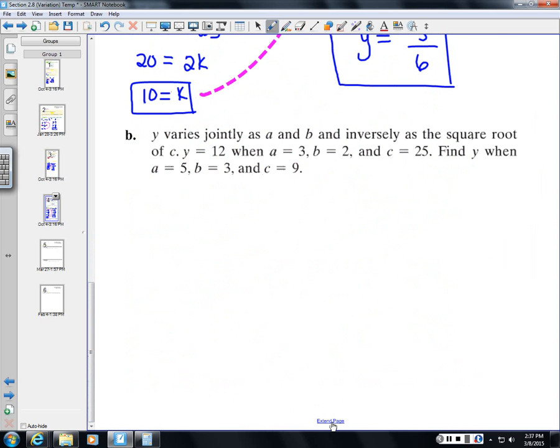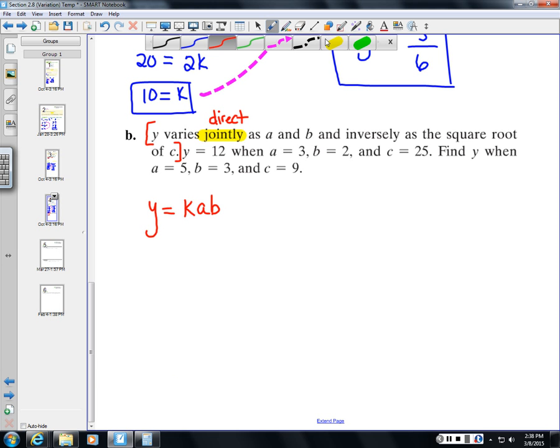Okay, here's another one. Again, very similar, just slightly different scenario. This time, when we go to set these problems up, we have y varies jointly. Now, remember that jointly is still direct variation. I'm still going to be multiplying. So we have y varies jointly, or direct, as a and b. So instead of just y equals ka, we have ka and the b. Okay? And so that's where it breaks apart.